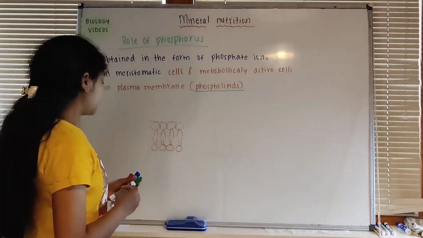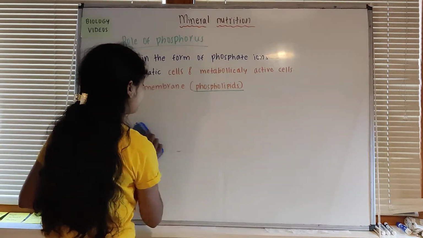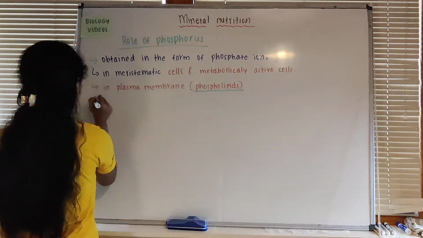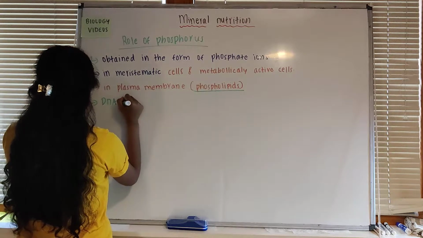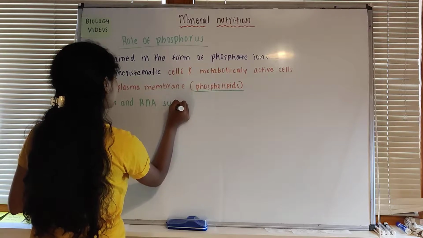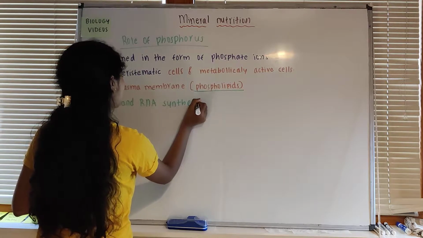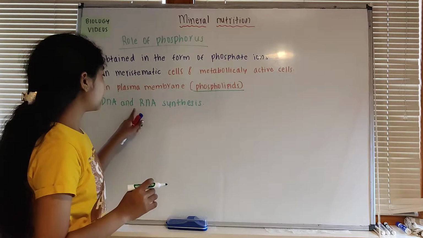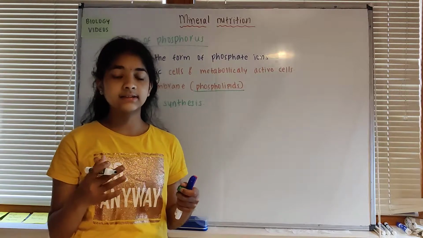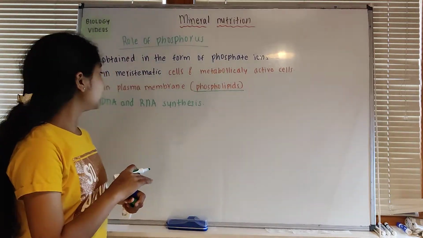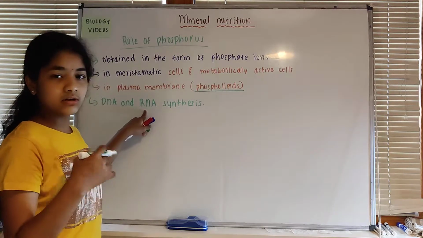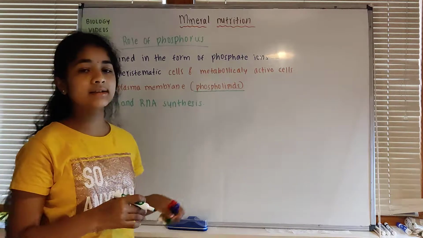Also, phosphorus is required for DNA and RNA synthesis. Deoxyribonucleic acid and ribonucleic acid are the two nucleic acids that we talk about in biomolecules. Phosphorus helps in the synthesis of these two kinds of genetic material, DNA and RNA.